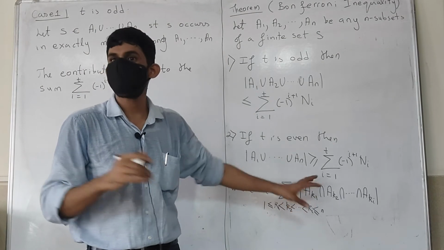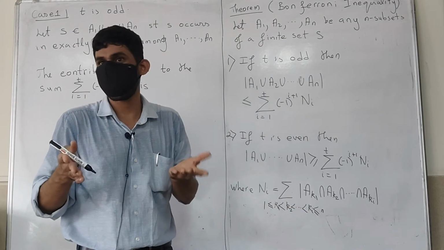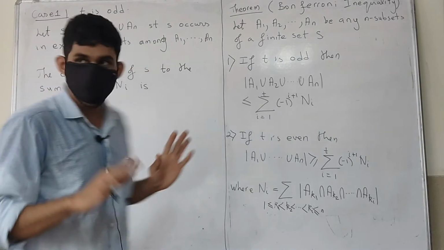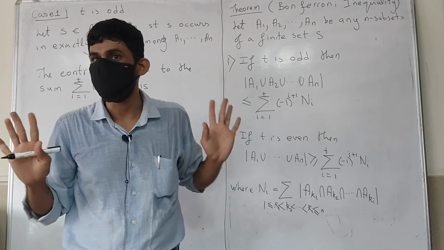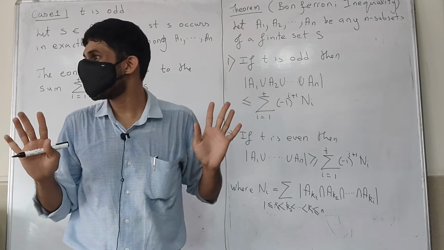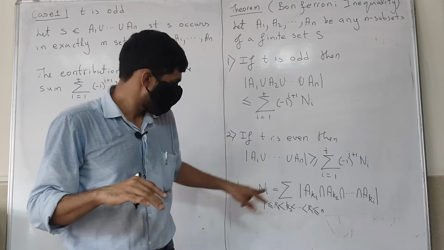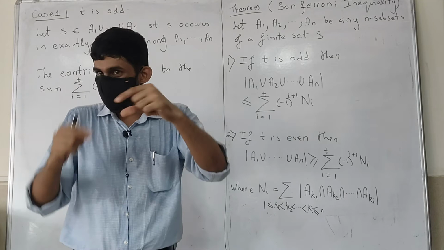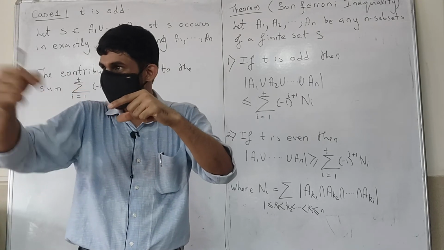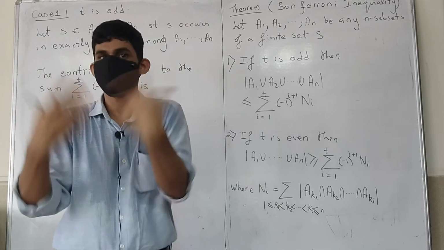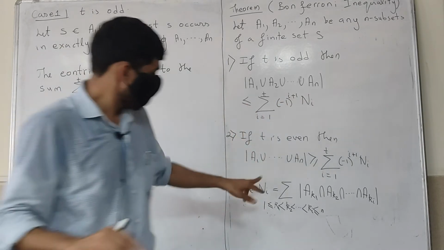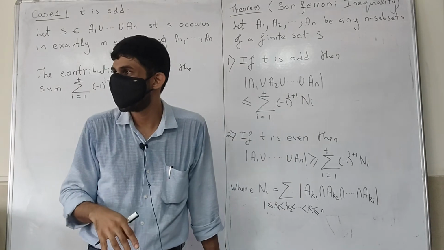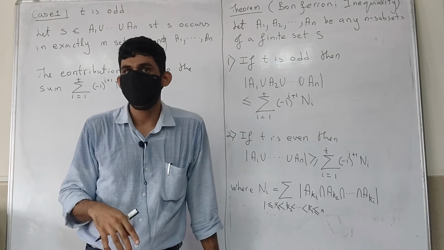Ni is the summation, so it will be the first order intersection, that is the cardinality of A1 plus cardinality of A2 plus cardinality of A3 and so on. So N1 will be exactly M, isn't it? It will occur once in each of those M sets and 0 in everything else. So your N1 will be M. What will be N2?